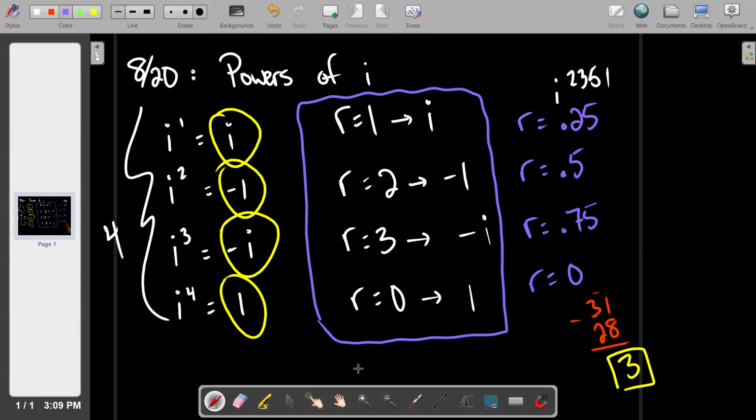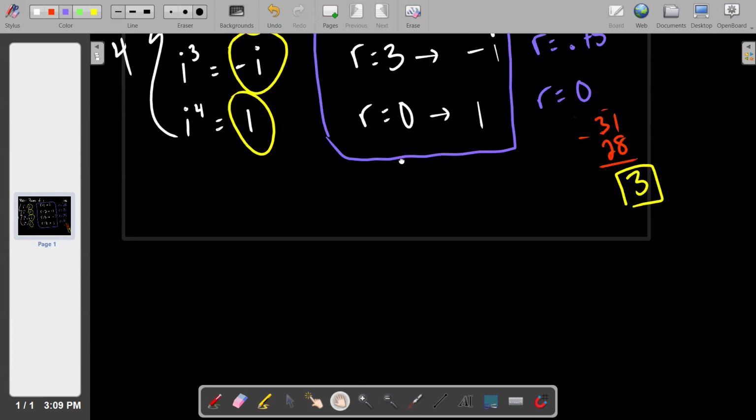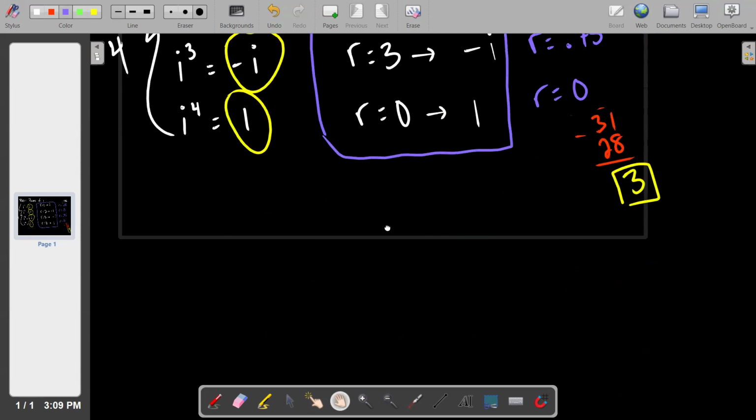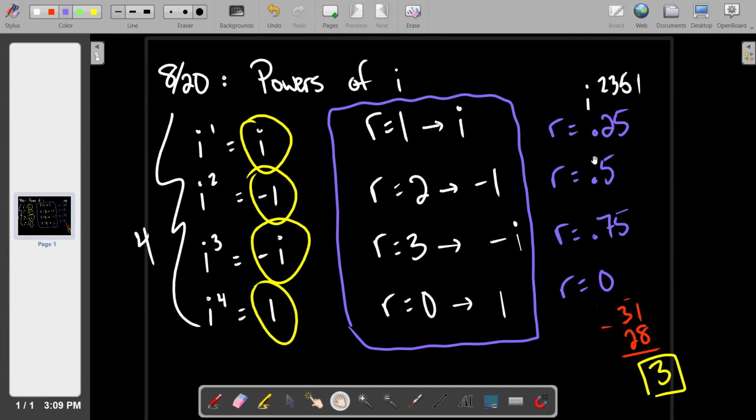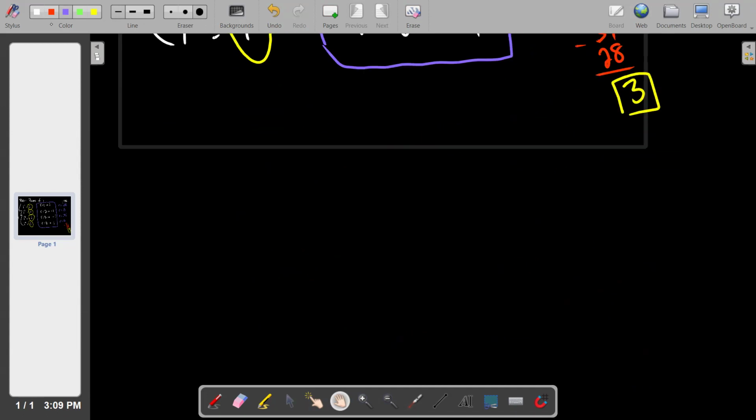So let's just take it for a quick spin and then we'll head on to the other thing we're doing today. Going back to that, by the way, the answer to that one, what did we get? A remainder of 3. So the answer was -I. All right, let's practice. Let's work together and find I to the power of 422.